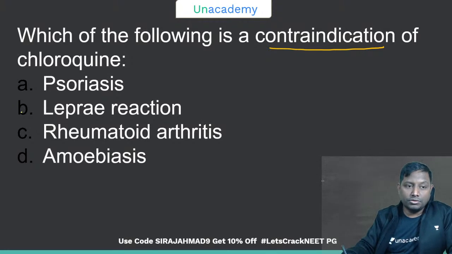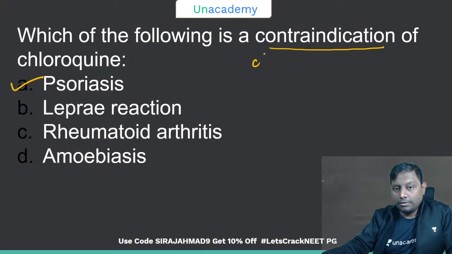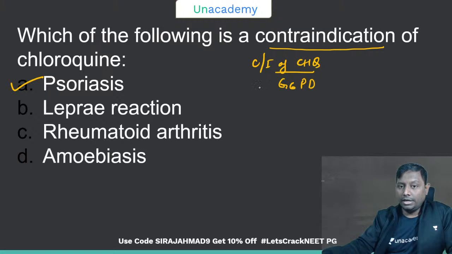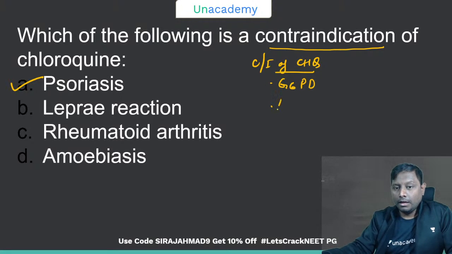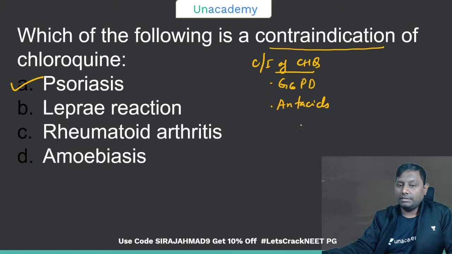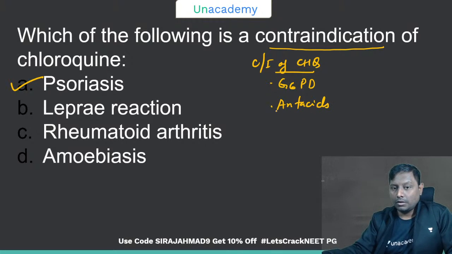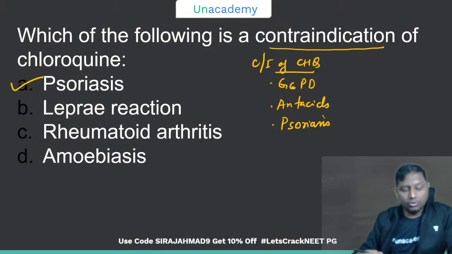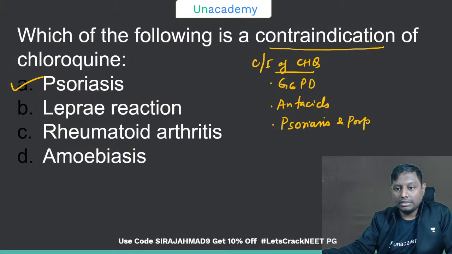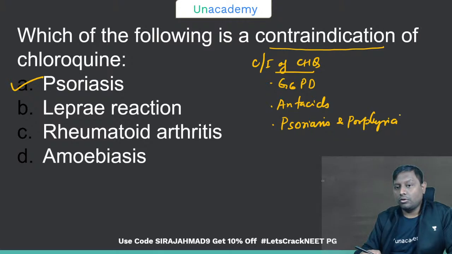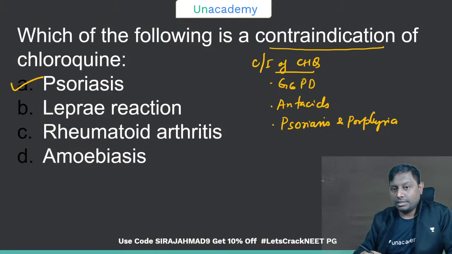Contraindication of chloroquine, yes, so psoriasis, remember psoriasis. Chloroquine can be contraindicated in a G6PD patient because it is causing hemolysis. It is also contraindicated with antacids because antacids interfere in the absorption of the drug. Then it is also contraindicated in psoriasis and porphyria, as it can exacerbate them, so it should not be given in these patients. So remember, the chloroquine contraindications will be GAP. Very simple way to remember, not very difficult.